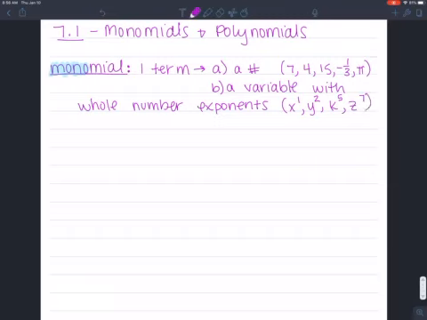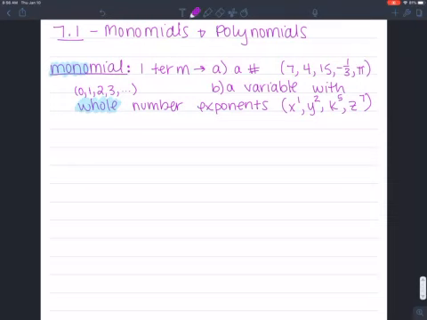Just a quick reminder that a whole number means that it is no decimals, no fractions, and also not negative. So whole numbers are 0, 1, 2, 3, and so on, but they're not negative, they're not decimals, and there's no fraction. So any exponent has to have that.